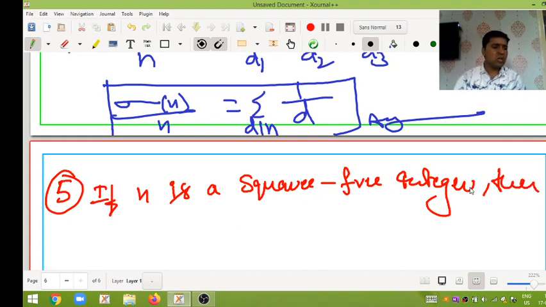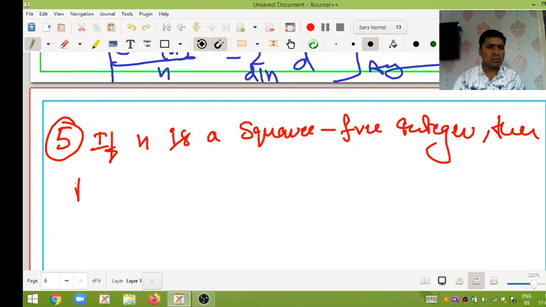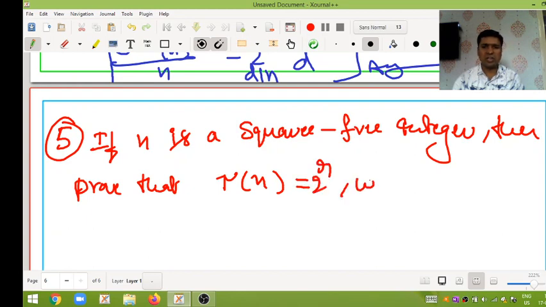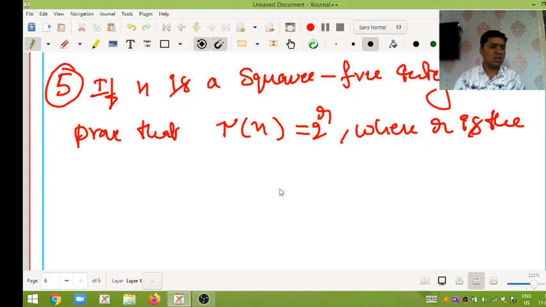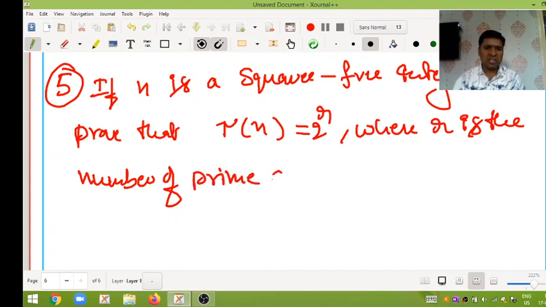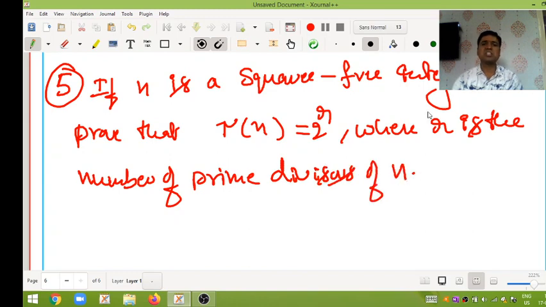then prove that tau of n is equal to 2 power r, where r is the number of prime divisors of n, my dear students. This is one beautiful question here. n is a square free integer. Square free integer means what?